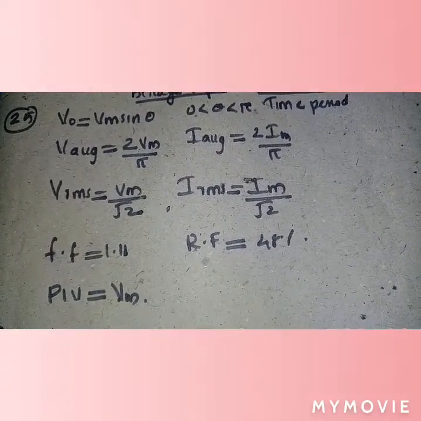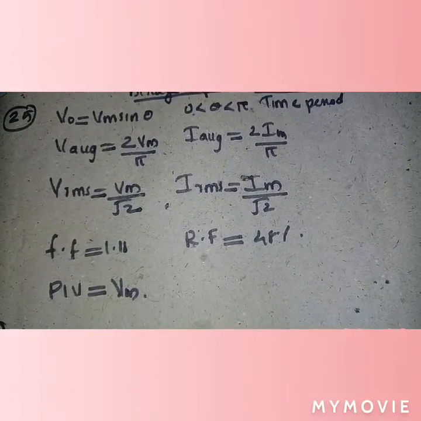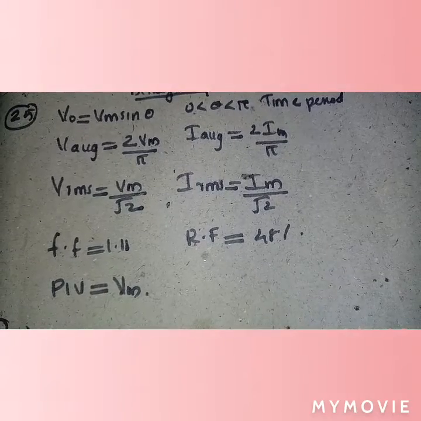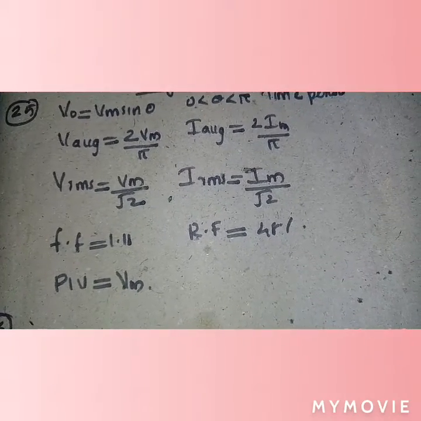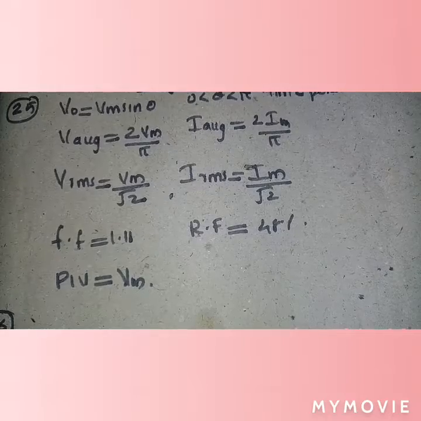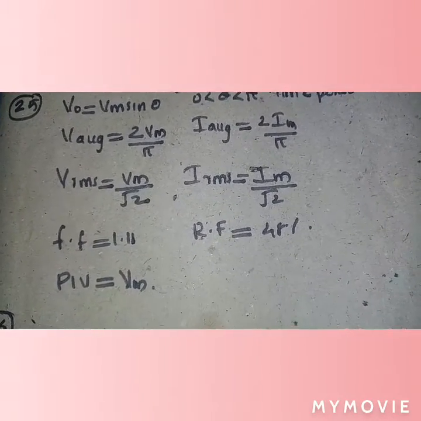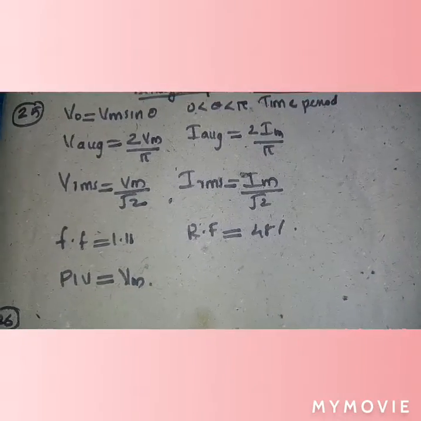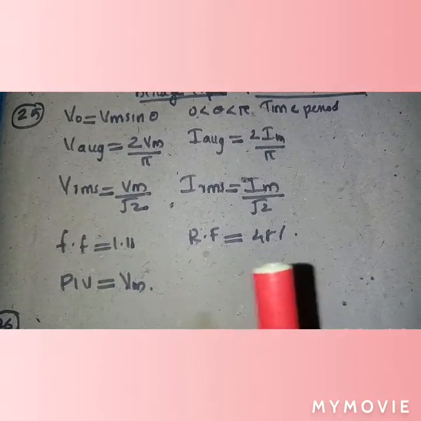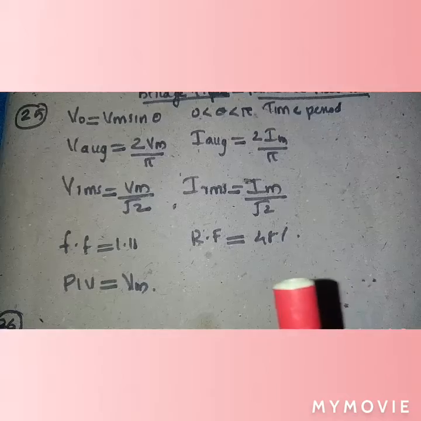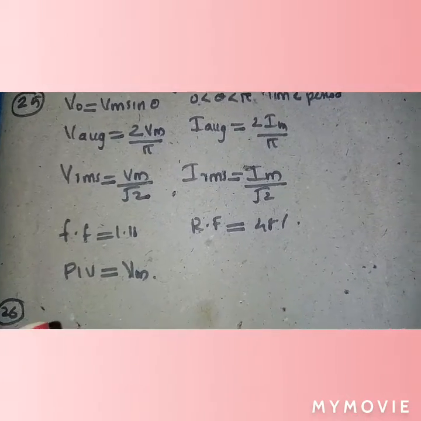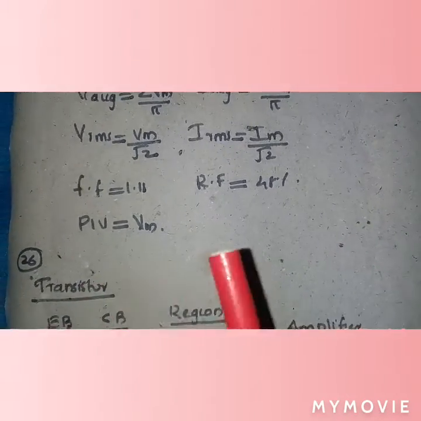For a bridge full wave rectifier, we get the output as Vm sin theta for 0 to pi time period. V average is equal to Vm by pi. I average is equal to Im by pi. Vrms is equal to Vm by root 2. Irms is equal to Im by root 2. Form factor is equal to 1.11. Ripple factor is equal to 48%. And the peak inverse voltage is equal to Vm.